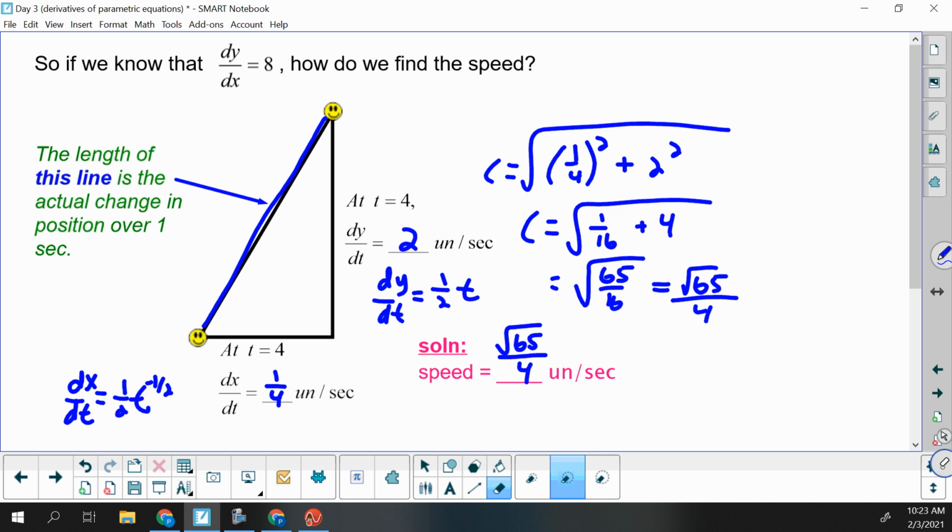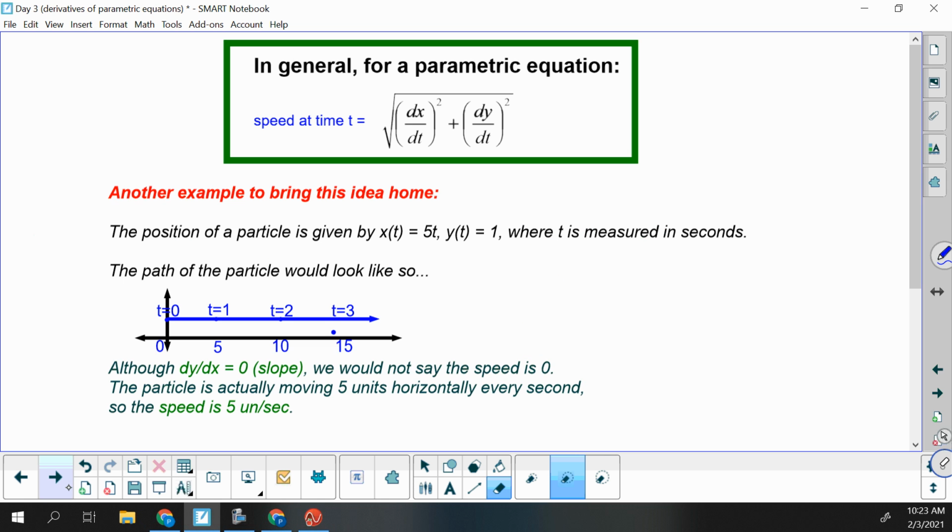Because when we did that Pythagorean theorem, we did it with values that had a per some time. So the shortcut way you see at the bottom is, notice our speed is just the square root of our dx over dt squared plus our dy over dt squared. And then what we do is we just fill in for t the time that we're looking at. We had already filled in the 4s, that's why we already had those.